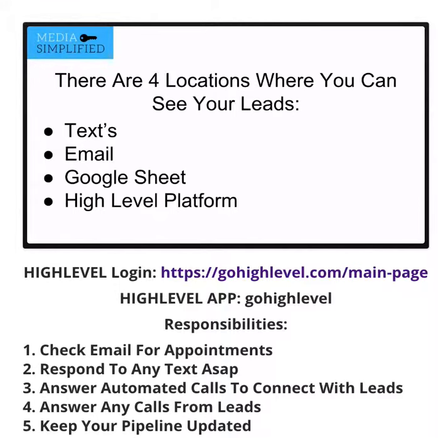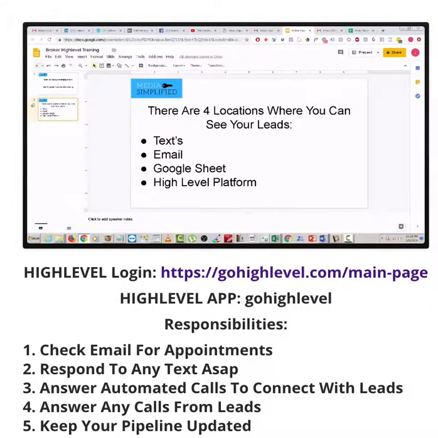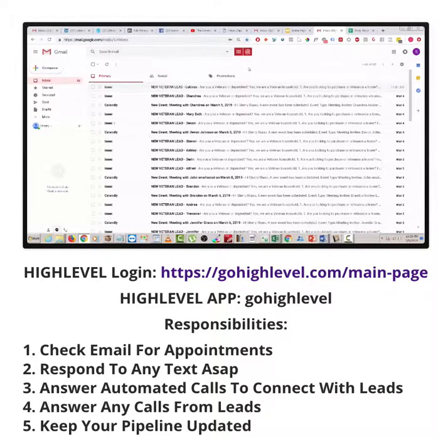So let's jump into what each one of these looks like. So we don't have to go over text because you'll just be receiving those on your phone. But here is what the back end of the email looks like. So you're going to log in to your email using the credentials that we sent over to you. So just log into Gmail using those.